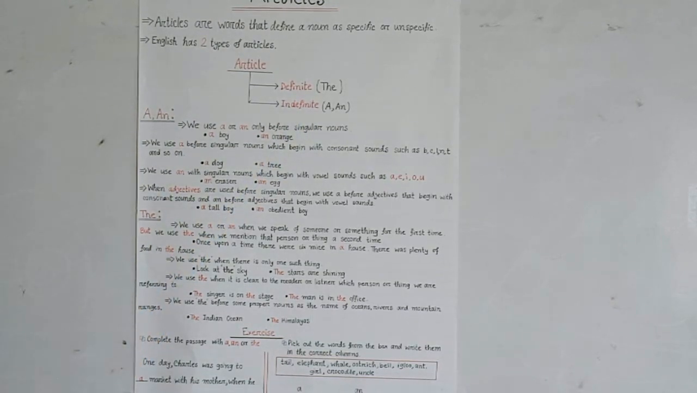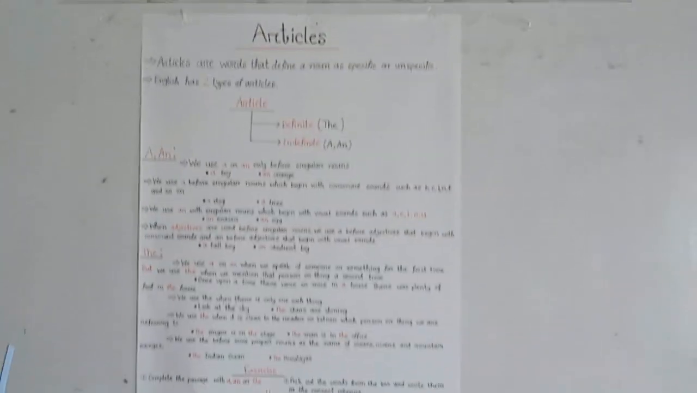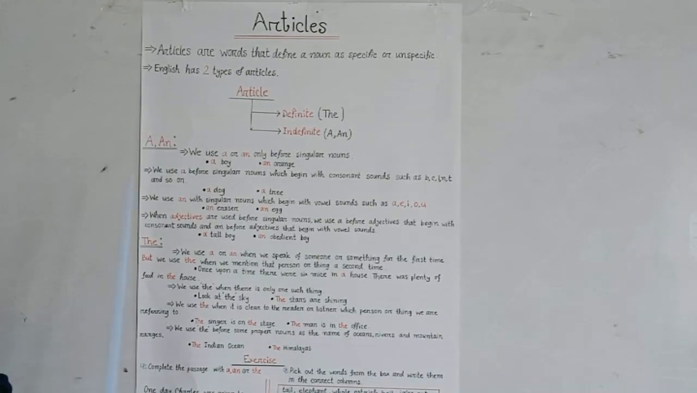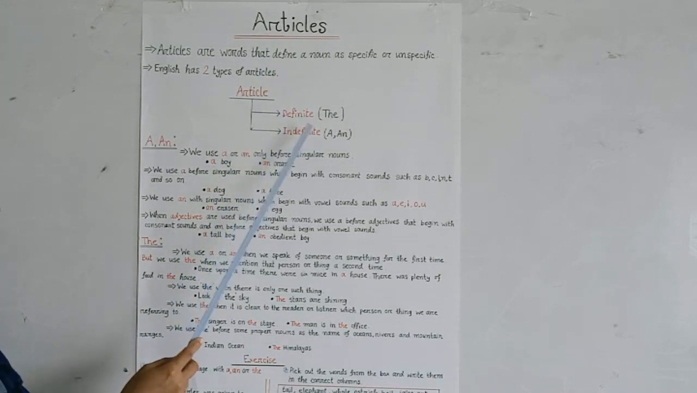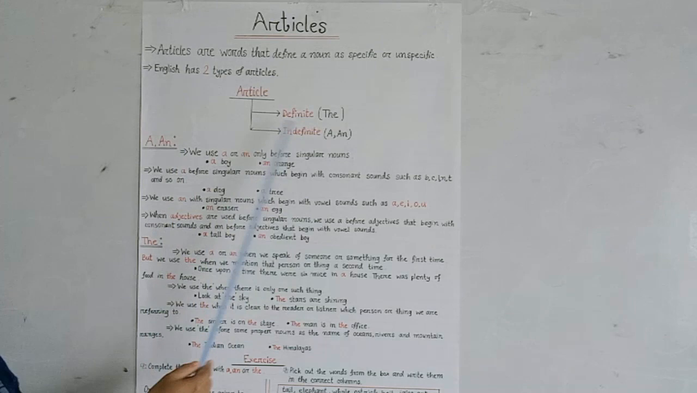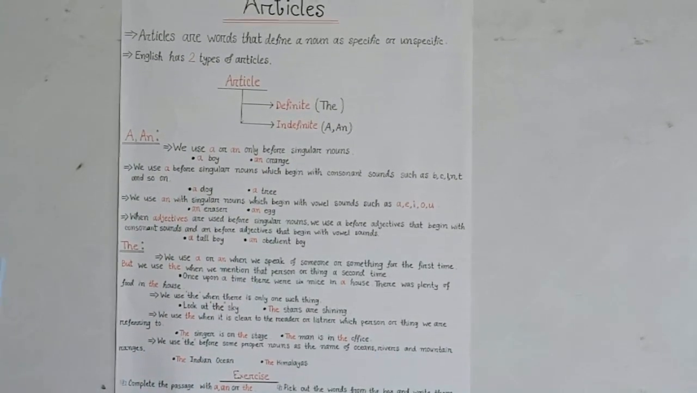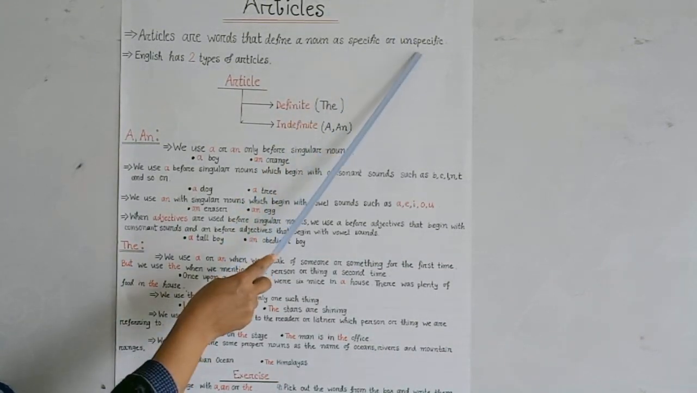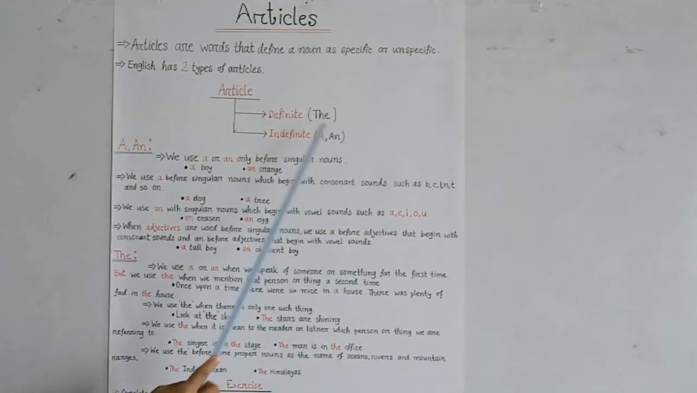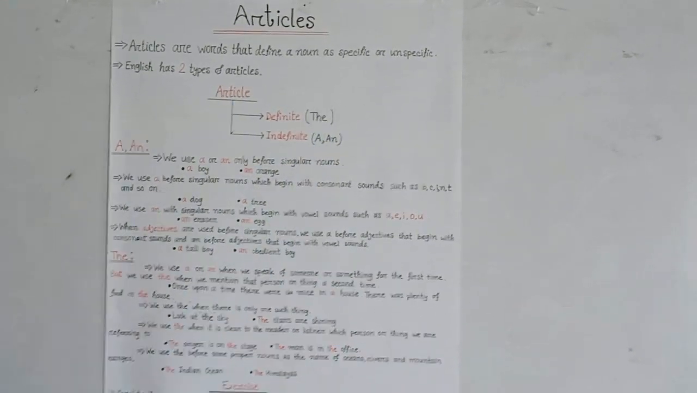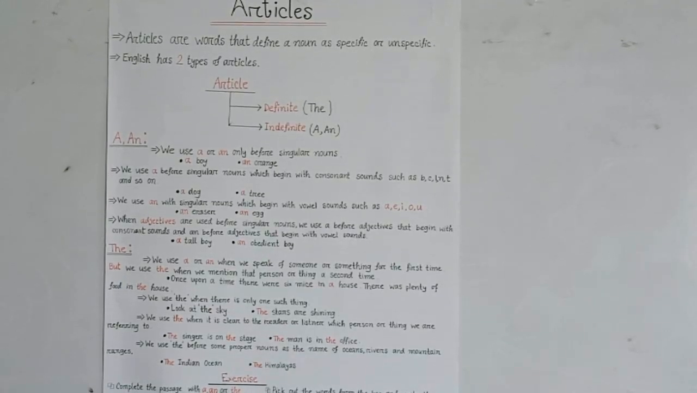First question, what is a definite article? When we mention someone or something specifically, we call it a definite article. The is used as a definite article. And now the indefinite article. When we mention someone or something unspecifically, we call it an indefinite article. A and an are called indefinite articles.